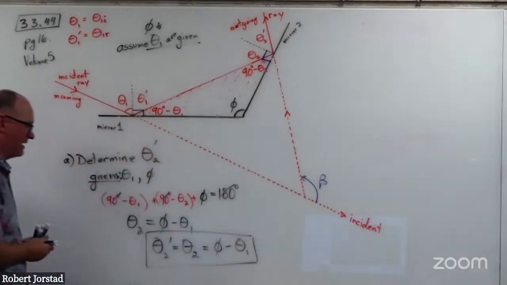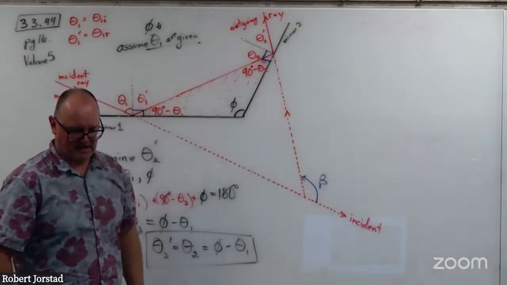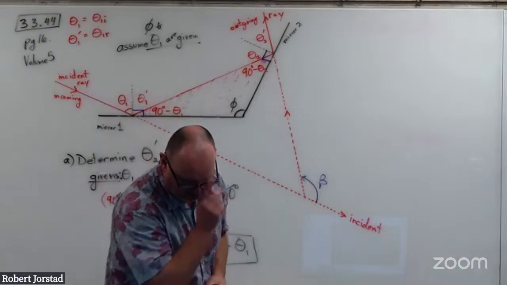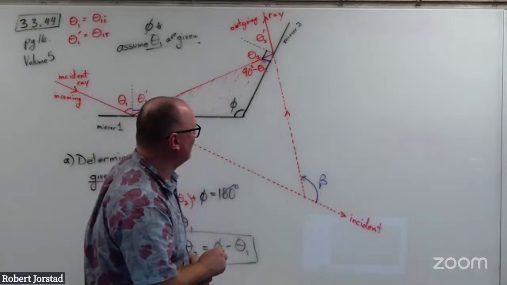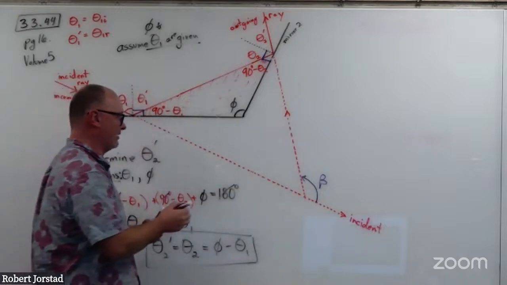All right, so there is the outgoing ray's angle to the normal. That's part A. Part B, determine the angle between, basically determine beta, between the incident and the outgoing.